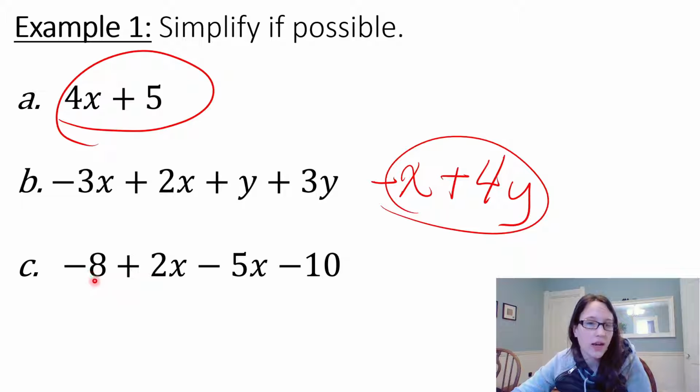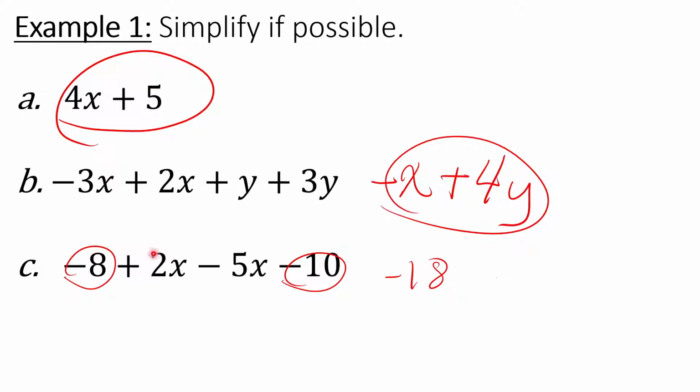For this last one here, I have negative 8, 2x, negative 5x, and negative 10. So my plain numbers, my constants, are like terms. I have negative 8 and I have negative 10. Well, negative 8 minus 10 is negative 18. And then I have 2x and negative 5x. Well, 2x minus 5x is negative 3x. Okay, so there's those ones. We can't simplify this one anymore, so we just have to stop right there.